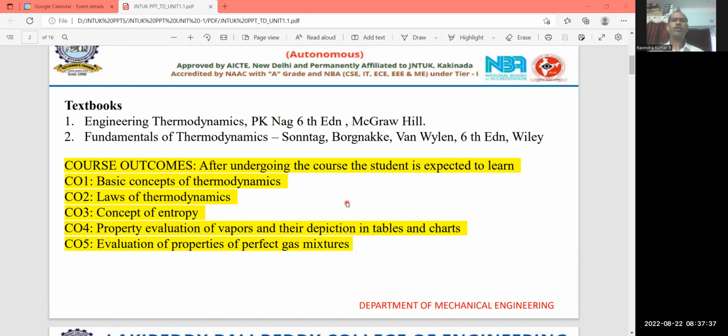Then what about the course outcomes of this particular course? After undergoing the course, the student is expected to learn the basic concepts of thermodynamics, the laws of thermodynamics, the concept of entropy, especially the second law of thermodynamics, property evaluation of vapors and their depiction in steam tables and charts. The last outcome of this course is the evaluation of properties of perfect gas mixtures.